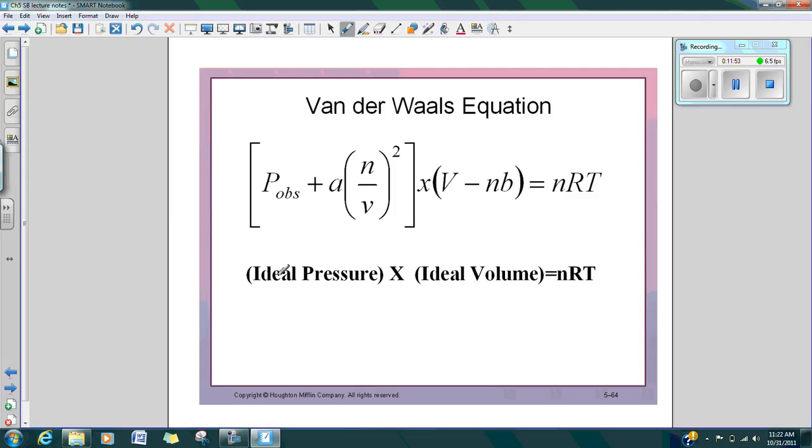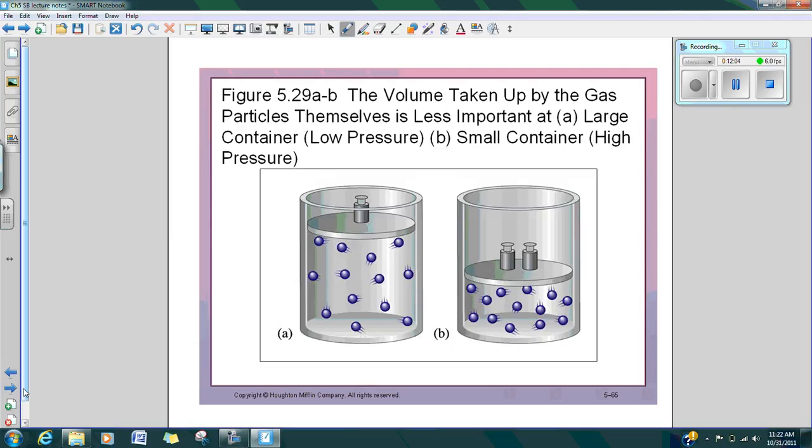Here it is again, and you can see PV = nRT. So we are going to stick to this simple problem because it's a lot easier to understand. I don't think this is anything that we need to really worry about.